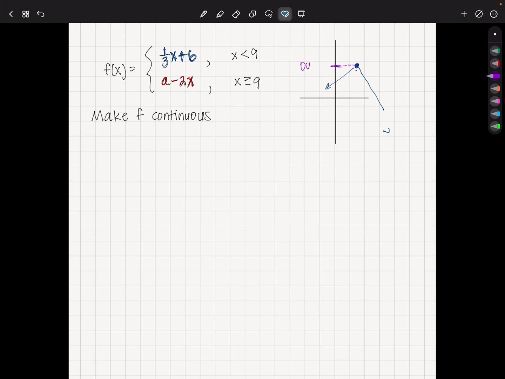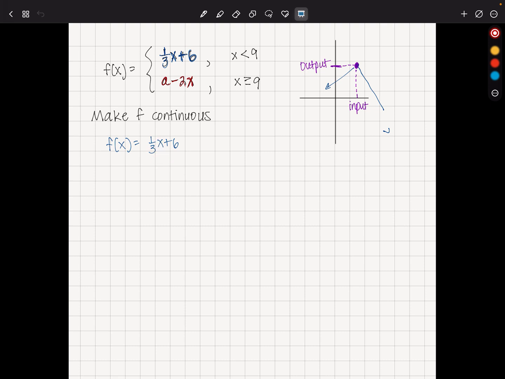So their output will be the same when they share the same input. So they're going to share this xy ordered pair. So let me rewrite this. This blue function, let's just consider this blue function. This blue function, f of x equals 1/3 x plus 6, okay? This is y. This entire expression is y.